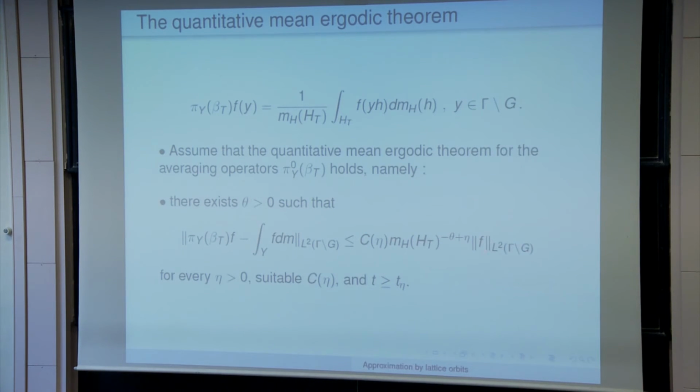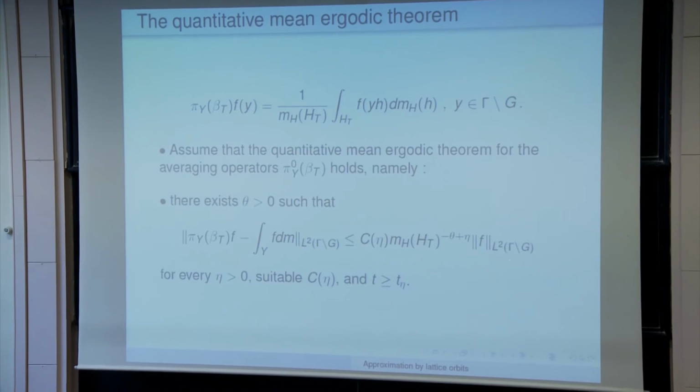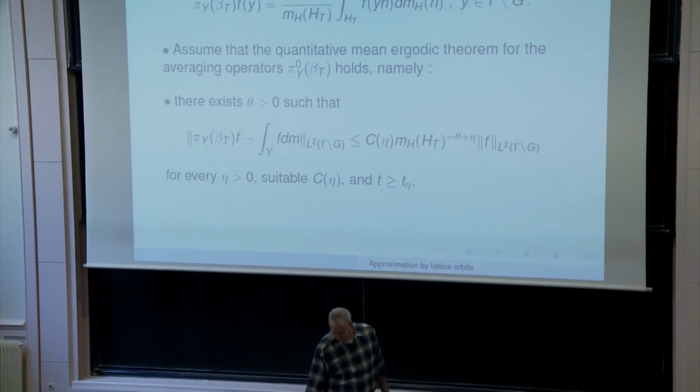That's the content of the ergodic theorem. But not only does it converge to 0, in fact, it decays. The operator norm of this operator decays like a power of the volume of H_T. So those who are familiar with the classical ergodic theorem will recognize that this is a very powerful statement. One, because it deals with the operator norm, which is never the case in classical ergodic theory. And second, because you have a very good decay estimate which is given by a negative power of the volume. So this is a very good mean ergodic theorem.